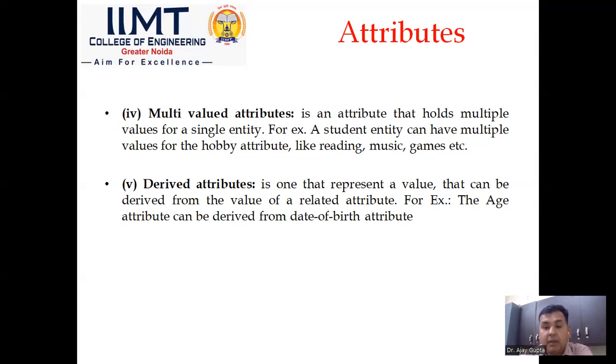For example, my current age is something, my tomorrow's age is something else. My current age is calculated by the current date minus the date of birth. My tomorrow's age is calculated by tomorrow's date minus the date of birth, and so on. So a derived attribute is dependent on some other attribute. So this is known as a derived attribute.